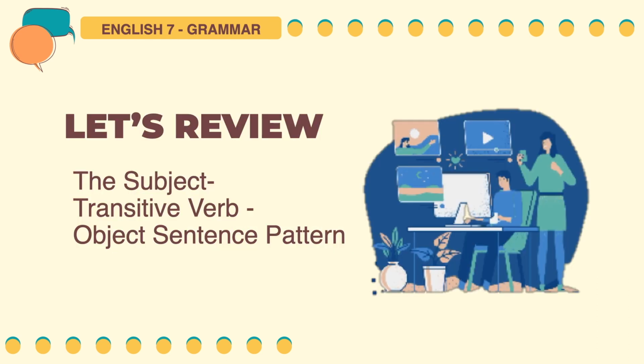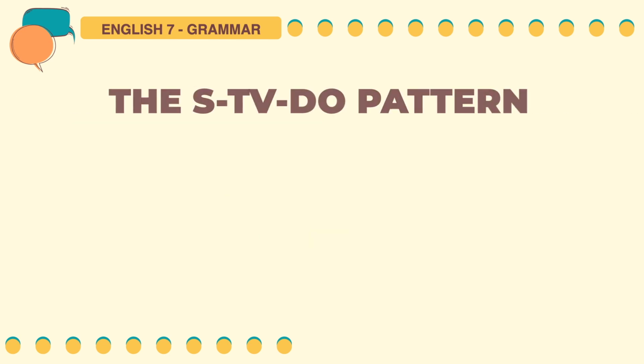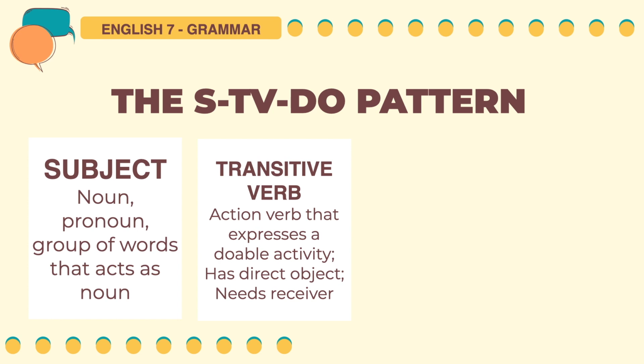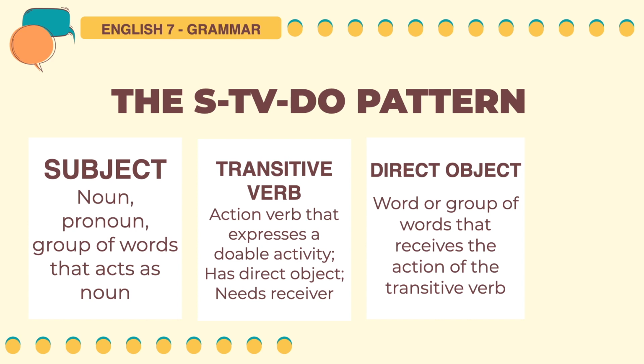Now let's have a quick review on the ST video sentence pattern. The ST video sentence pattern stands for subject, transitive verb, and direct object. The subject is the noun or pronoun that identifies who or what is being talked about in the sentence. The transitive verb is the action verb that expresses a doable activity. It needs a direct object or a receiver of the action. Hence, a direct object is a word or group of words that receives the action of the transitive verb.